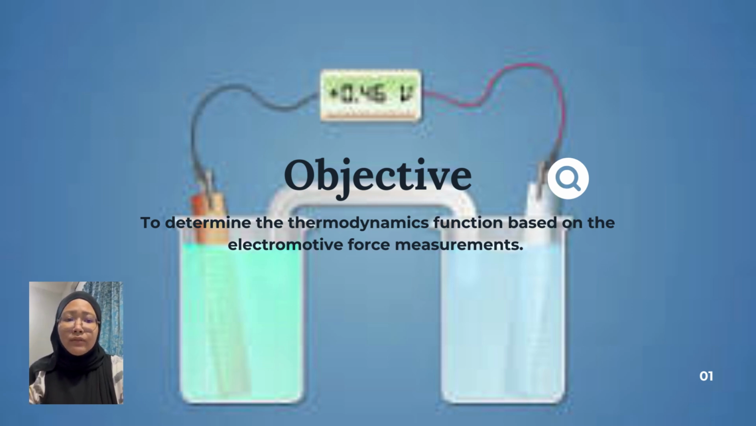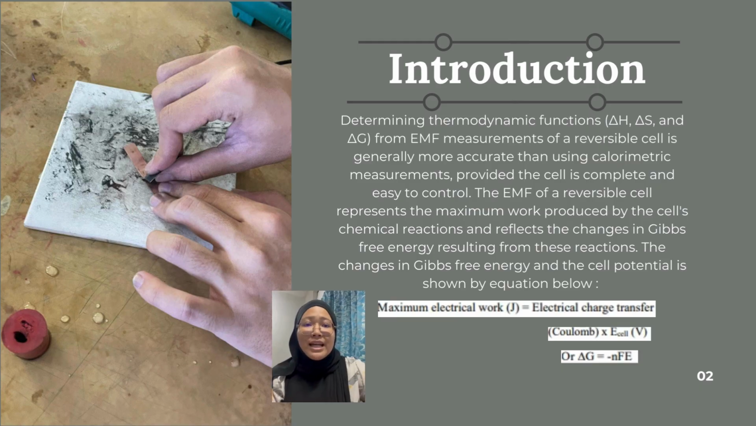Okay, the objective of this project experiment is to determine the thermodynamic function based on the electromotive force measurement. Introduction. Determining the thermodynamic functions delta H, delta S, and delta G from EMF measurement of a reversible cell is generally more accurate than using calorimetric measurement, provided the cell is complete and easy to control.